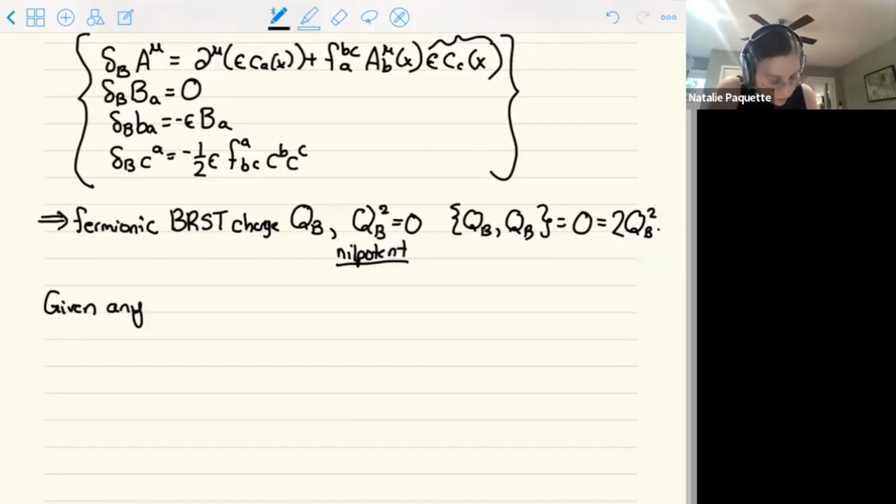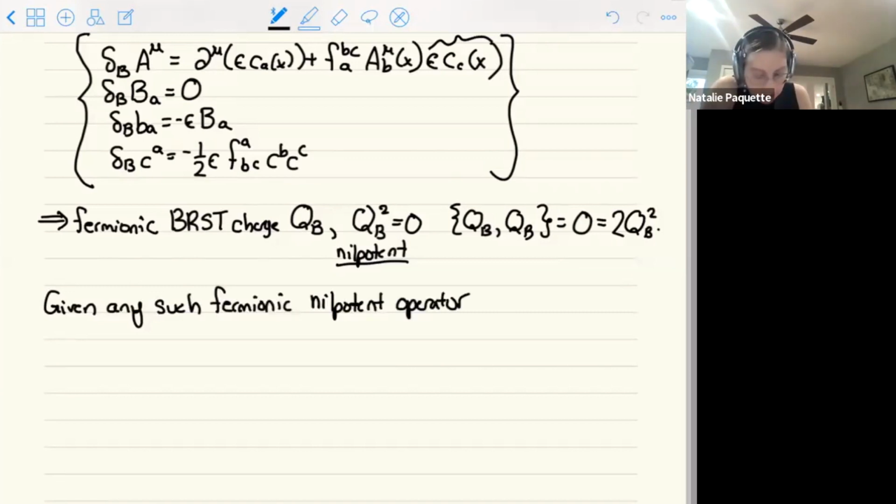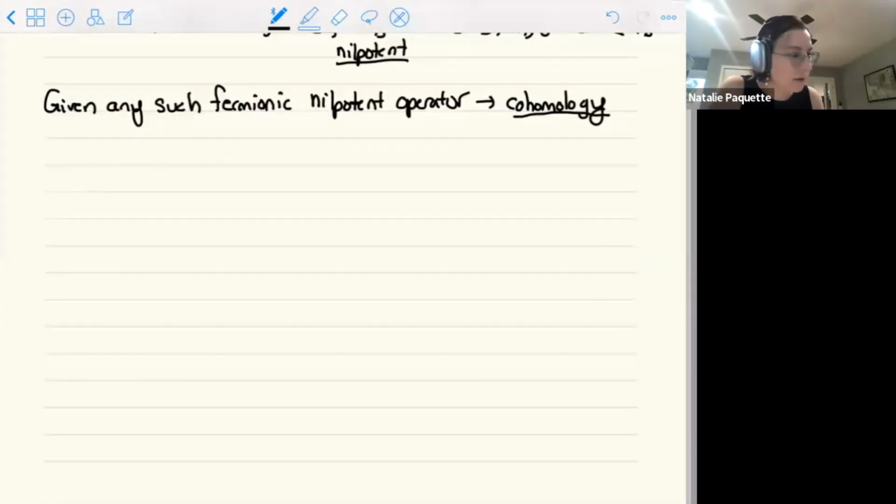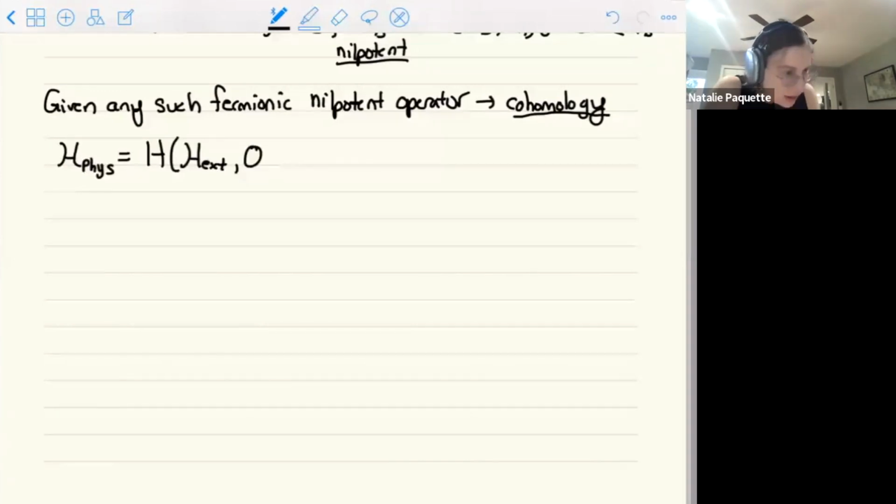So the key point, which we're also going to see again shortly in the context of supersymmetric theories, is that any such fermionic nilpotent operator is useful because we can study what's called its cohomology. That's also what we do when we BRST quantize. And in the BRST context, we identify our physical Hilbert space with the cohomology with respect to this BRST charge. So I'll say what the cohomology is.